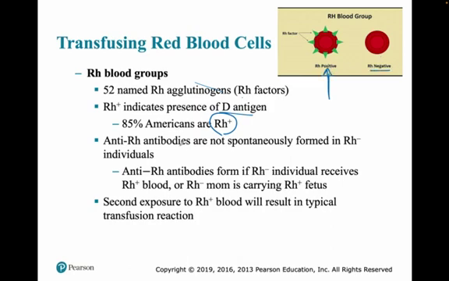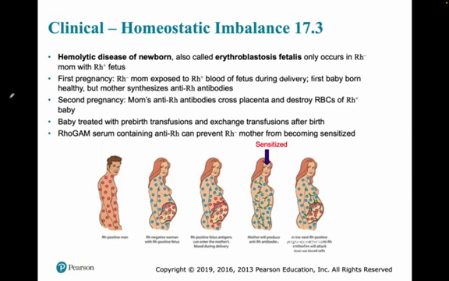Now, if a person is Rh negative, they don't have this Rh factor or D antigen on their blood cells, so naturally they will not form any anti-Rh antibody, because they don't even have the antigen. So there is no particular antibody against this particular antigen. Okay, and this particular thing is critical if a woman is pregnant. Why is that? So let's talk about that.